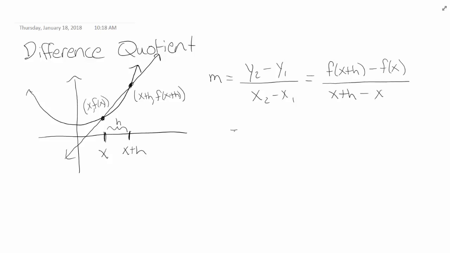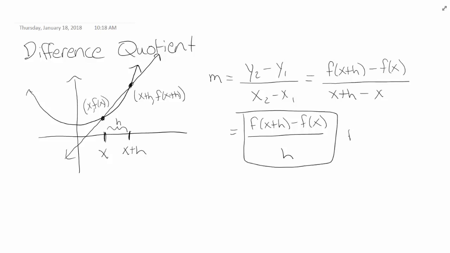And you'll notice in the denominator that the x's cancel out. So my slope is f of x plus h minus f of x, all divided by h. This right here is what we call the difference quotient. It's used a lot in calculus to find the instantaneous slope of a line. The only thing that's missing here from calculus is a limit, but we'll learn about that in calculus.